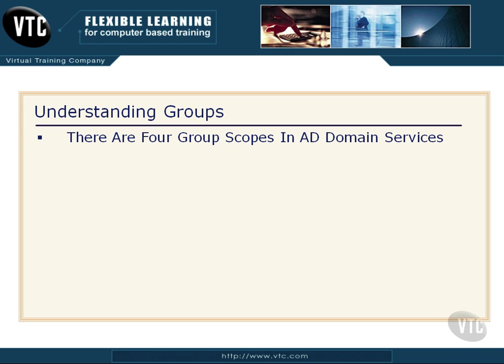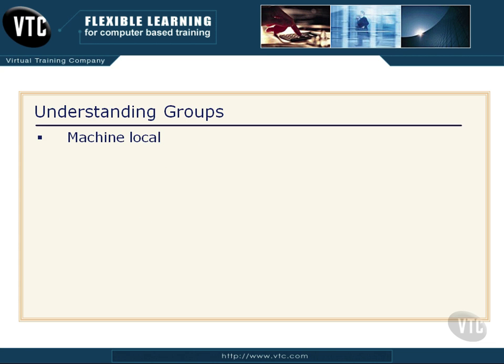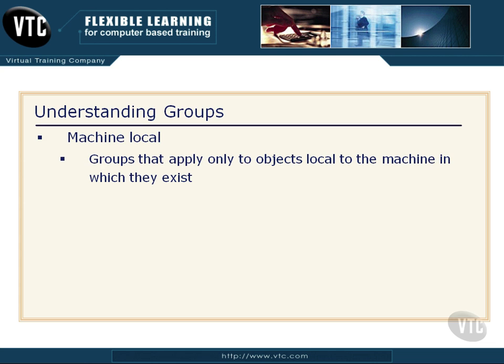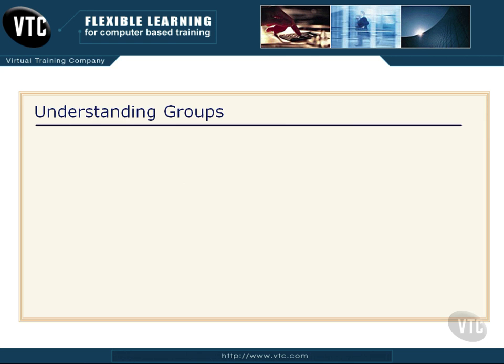Now, there are 4 group scopes in Active Directory Domain Services, and you need to understand these. The first is machine local, then domain local, then global, and universal. So let's take a look at each one of these. The first one, the machine local, these are groups that apply only to objects that are local to the machine in which they exist. These were used widely in earlier versions of Windows networking. They're really designed to be used on standalone environments, so you don't see them very much anymore.